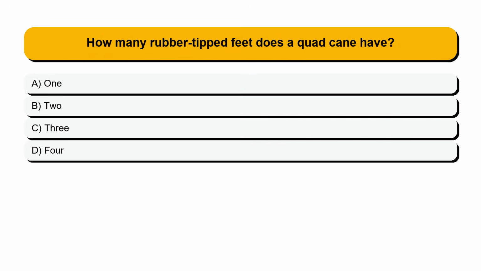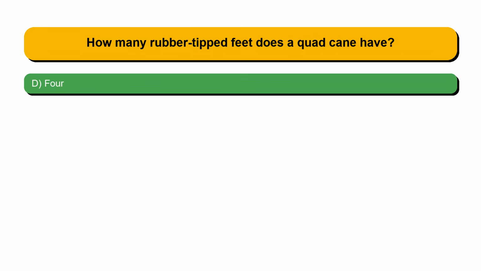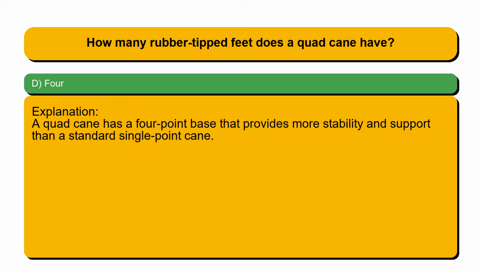Question 13. How many rubber-tipped feet does a quad cane have? Option A, 1. Option B, 2. Option C, 3. Option D, 4. The correct answer is option D, 4. A quad cane has a 4-point base that provides more stability and support than a standard single-point cane.